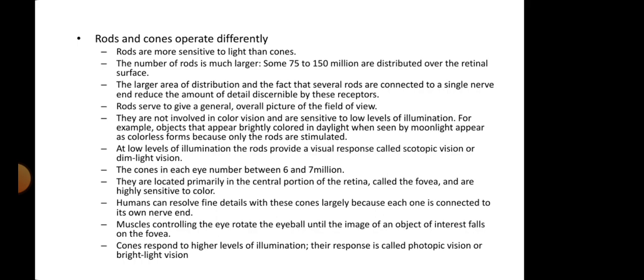Then cones respond to higher levels of illumination. This response is called photopic vision. What is meant by photopic vision? Cones respond to higher levels of illumination, so that is called photopic vision, or bright light vision. The other name of photopic vision is bright light vision. So cones respond to high levels of illumination.